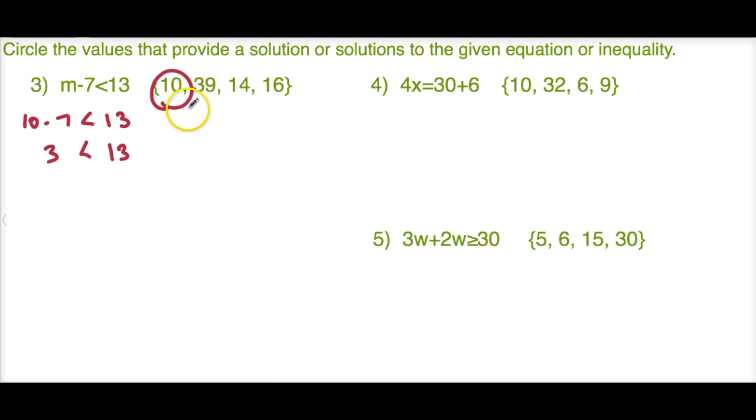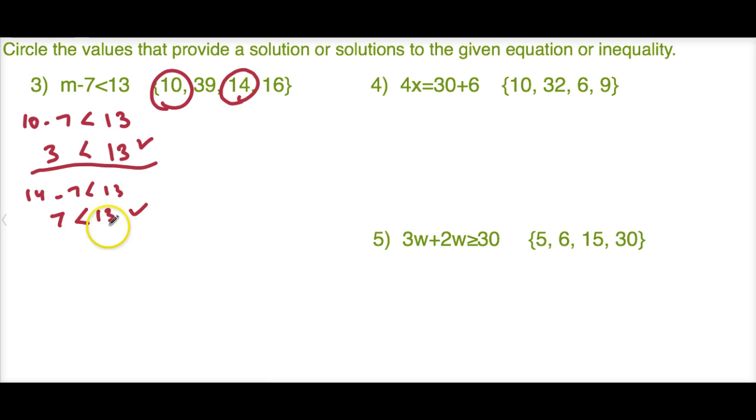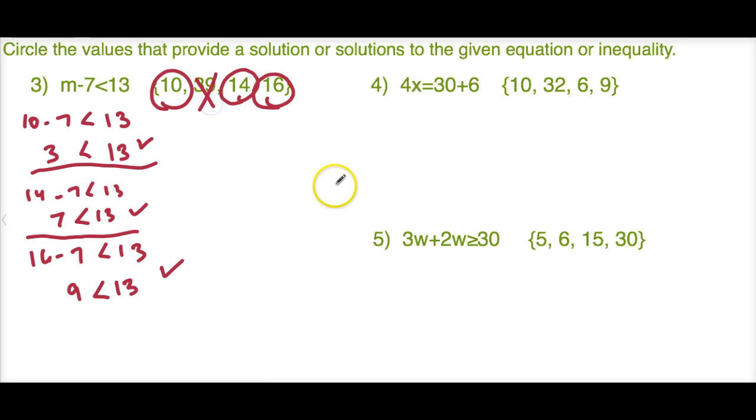Next one, I'm going to basically rule out 39 because I know that 39 minus 7 is much larger than 13. I don't know about 14, so I'm going to try that one now. So 14 minus 7 is 7. 7 is less than 13. So that's a true statement. And 16 is also going to work. 16 minus 7 is 9. 9 is still less than 13, so that's true as well. So we have 3 solutions that fit this problem. The 39 does not fit.